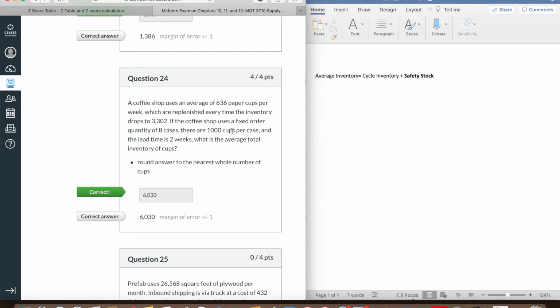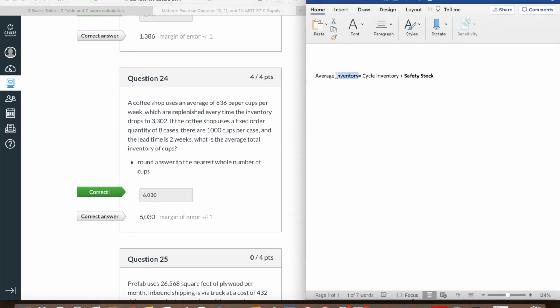So like before, we're looking for average total inventory, not cycle inventory. So average total, I'm just gonna write that so it's more clear, is cycle inventory plus safety stock. In this case, safety stock is not given to us, so we need to solve for all of these variables. So first, let's look at safety stock. Remember the safety stock formula. The safety stock formula is ROP, which is the reorder point, minus demand times lead time.